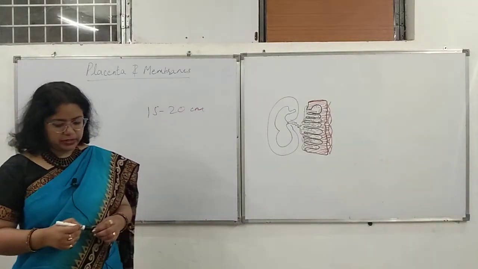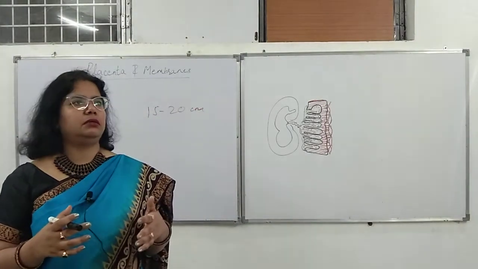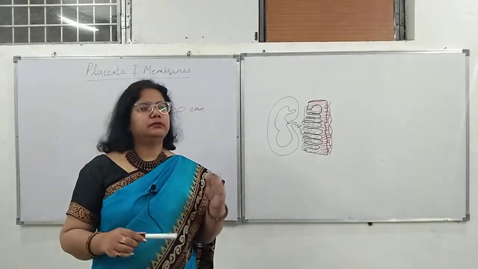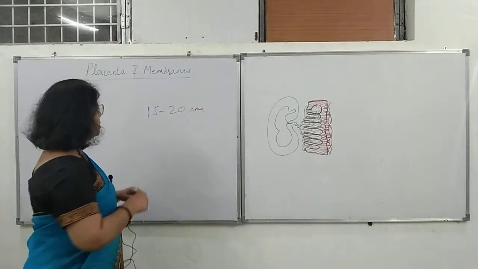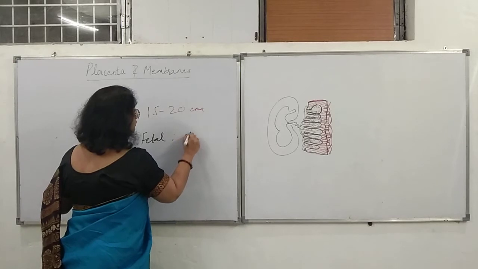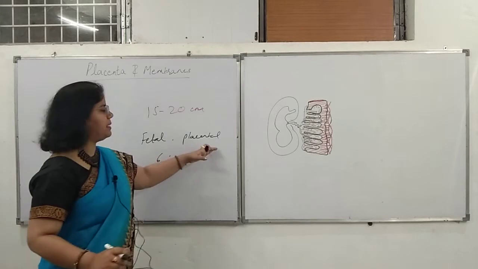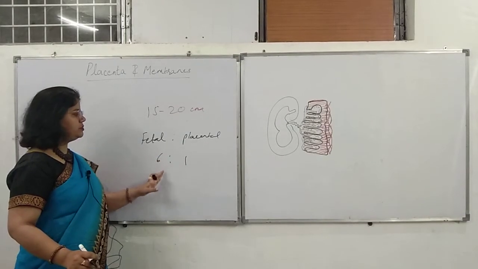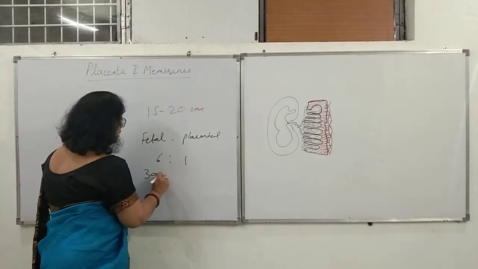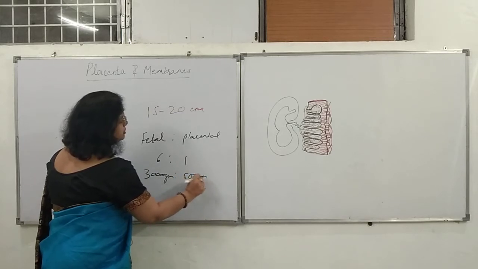Now coming to the weight, it is around 500 gram at the time of birth, and if you compare the proportion of fetal weight to placental weight, then it is around 6:1. Fetal weight is to placental weight at term is 6:1. If they have asked placental is to fetal, then you will write 1:6, but I am telling you fetal, if the fetal weight is 3000 gram, then the placenta is around 500 gram.